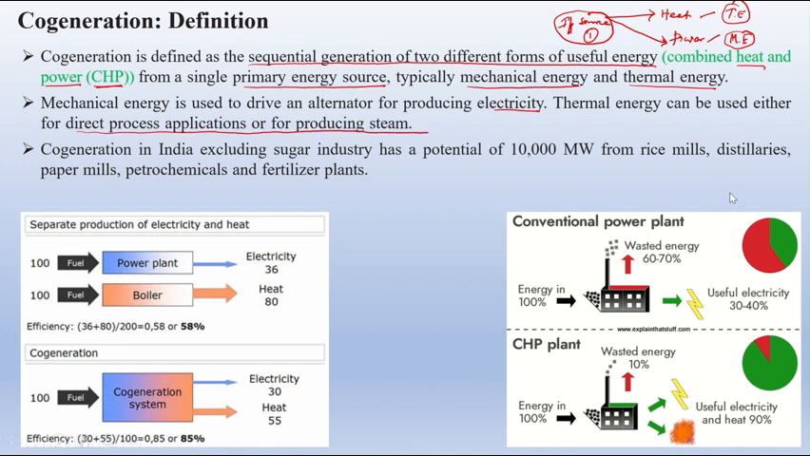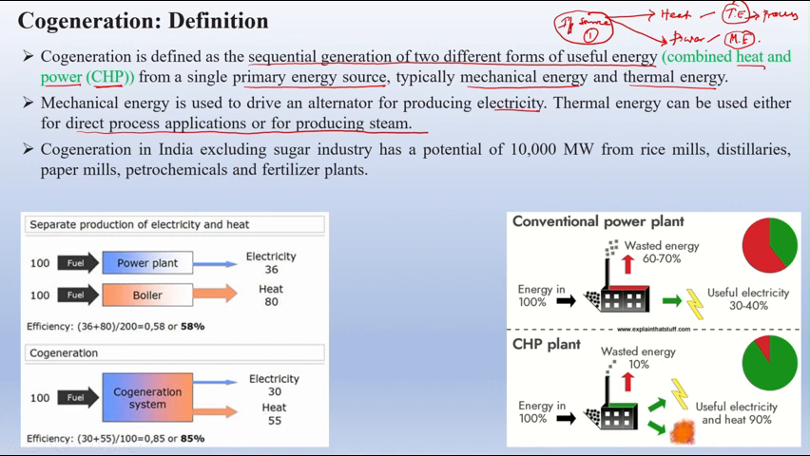Here, the heat energy is particularly used for industrial processes, in the form of heating, soaking, or drying. Many processes use steam. In a textile industry, it is used for drying. In a paper industry, it is used for drying. In a rice mill, it is for soaking and parboiling. In the sugarcane industry, it is used for the preparation of sugar.